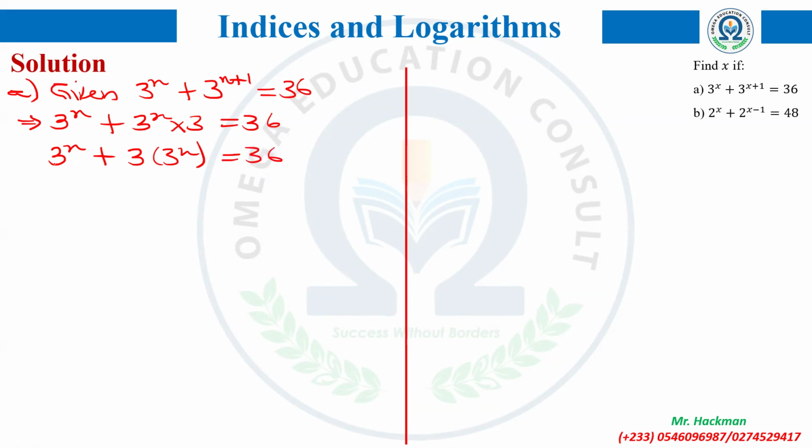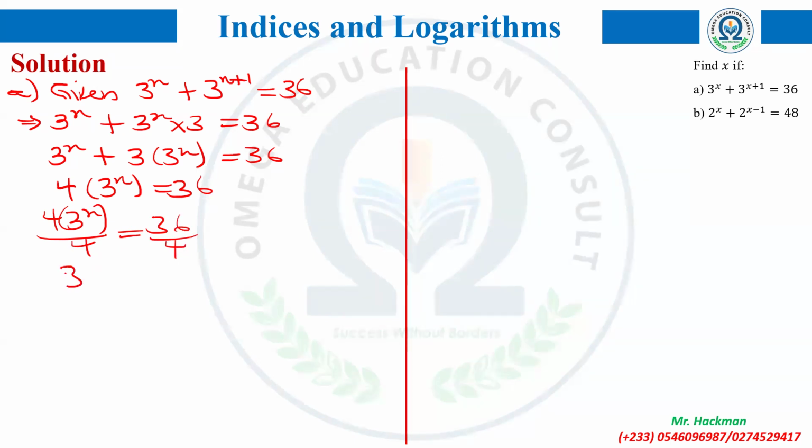But you can see that these two terms are like terms. Can you see? This is the same as 1 times 3 to the power x plus 3 times 3 to the power x. So this will give me 4 times 3 to the power x, and that is equal to 36. So I divide through by 4. I write 3 to the power x times 4 all over 4 is equal to 36 over 4.